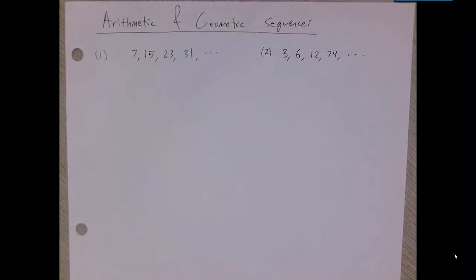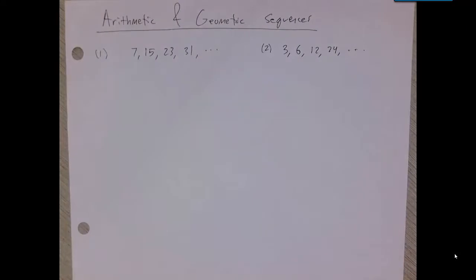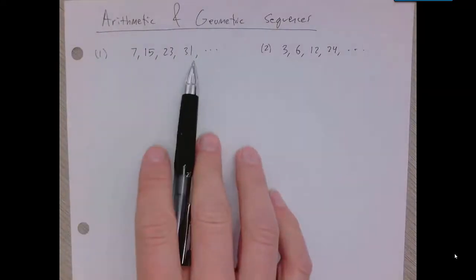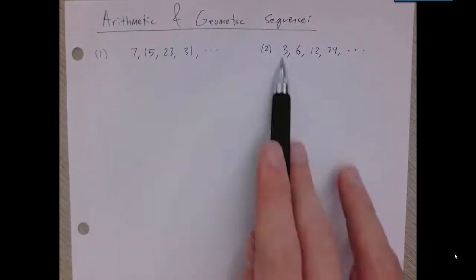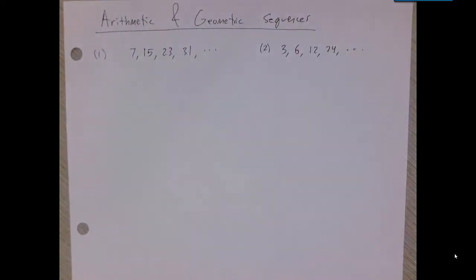There are two really simple common types of sequence. One is called an arithmetic sequence, and the other is called a geometric sequence. And here's an example of each. Why don't you take a minute and look at this and see what's the pattern? How could you predict what the next term was? And then how could you predict in this sequence what the next term is?